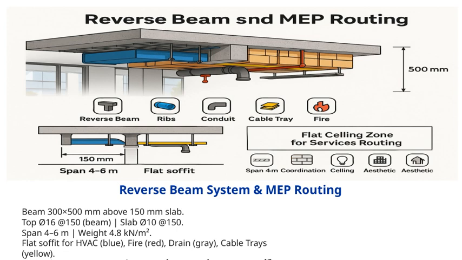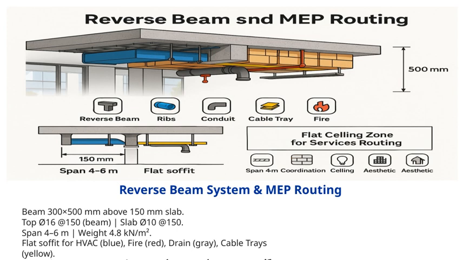This reinforcement setup ensures the system can handle the loads and span lengths effectively. Speaking of spans, these beams typically cover distances between 4 to 6 meters, supporting a load of around 4.8 kilonewtons per square meter.